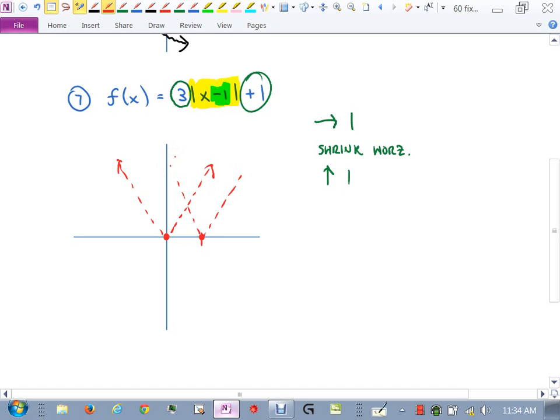Now I'm going to shrink it horizontally. I'll do this in blue. It's going to take the side here, and it's going to push this side in. It's going to push this side in, which is going to make it more narrow, like this. And then I'm going to move the whole thing up 1, which takes this point here and moves it up 1, I'll just say here, and it keeps its narrowness like that. That's what I'm looking for. All right, next one.